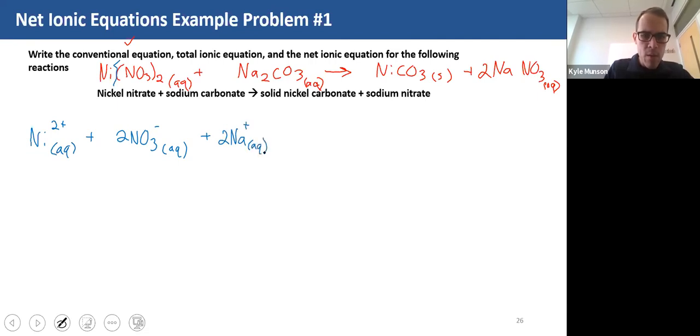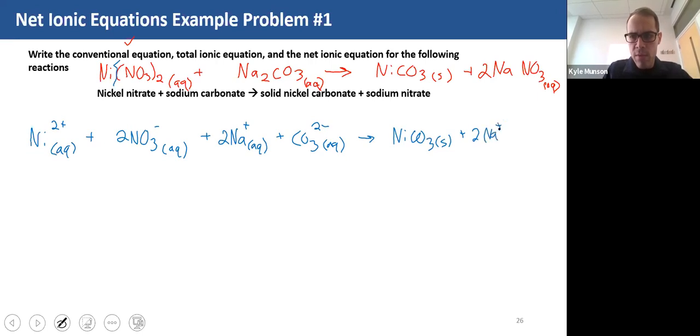Okay. So sodium's a +1 charge, and I need 2 of them because the carbonate anion is a 2- charge, and the compound needs to be neutral in its final state. Nickel carbonate, that stays together, plus 2 sodiums plus 2 nitrate. Okay, so this is our total ionic equation now. I broke up every species that was aqueous. I left together those species that are solid, which is the nickel carbonate.